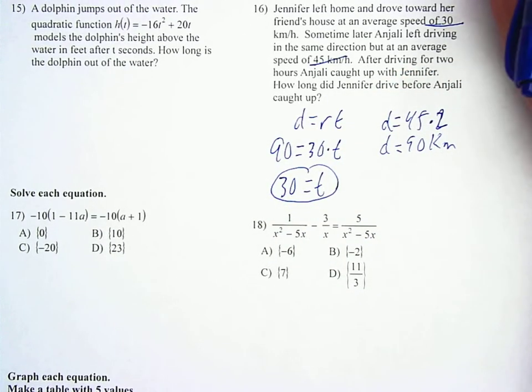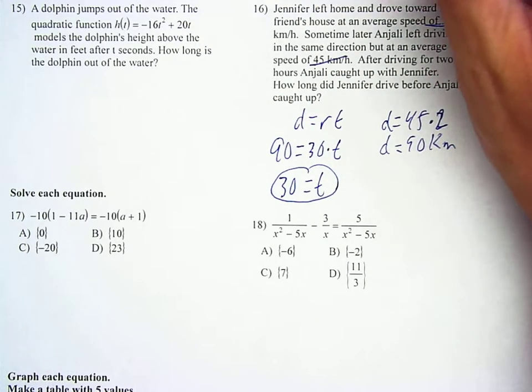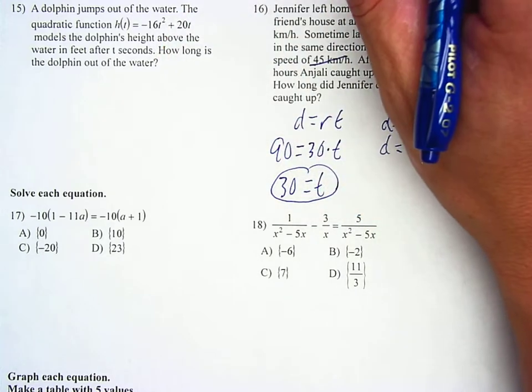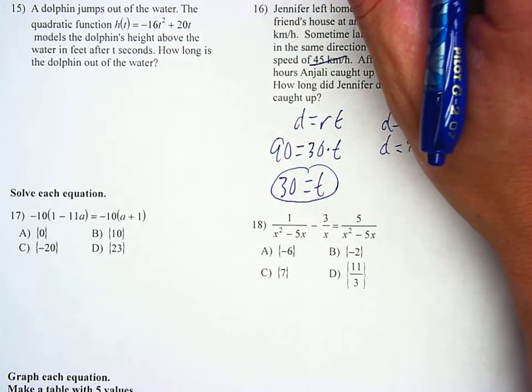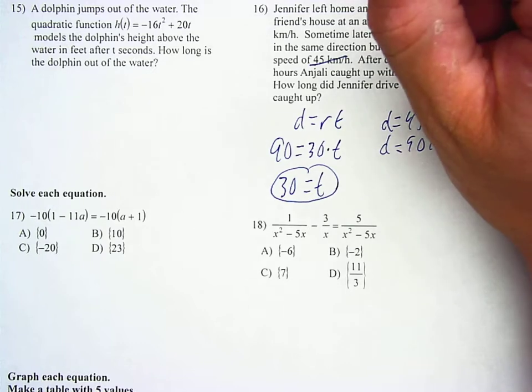All right, next question. This is our quadratic one. So the dolphin jumps out of the water. The quadratic function is negative 16t squared plus 20t. It models the dolphin's height above the water after t seconds. How long is the dolphin out of the water? What I'm asking you to do here is to solve this.